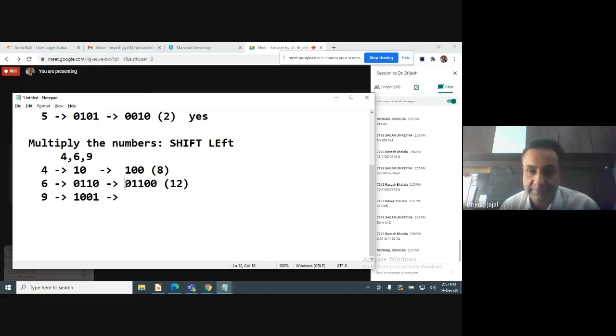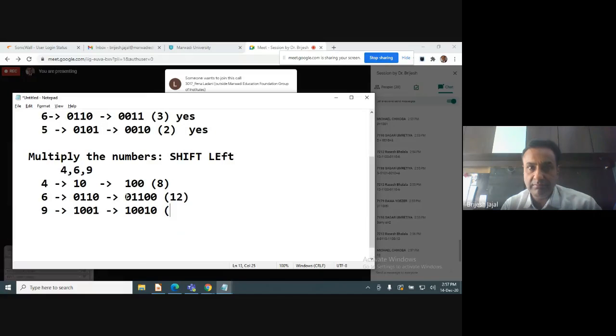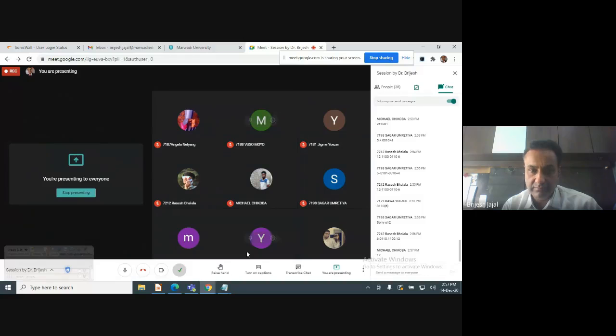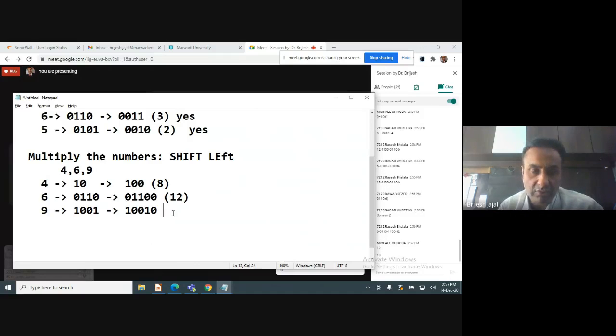And the last one, you have 9. The value of 9, I already gave, is 1001. You put 1001 and then one more 0. So what is this value? A 0 on the right side is shift left, and a 0 on the left side is shift right. Remember this. Please don't get confused. What is this value? Can someone tell me? You need to calculate.